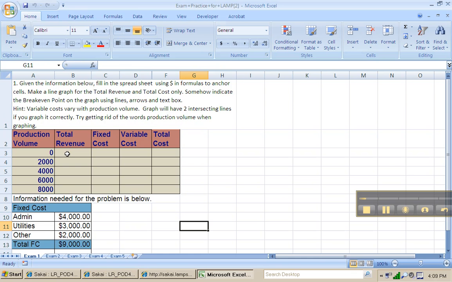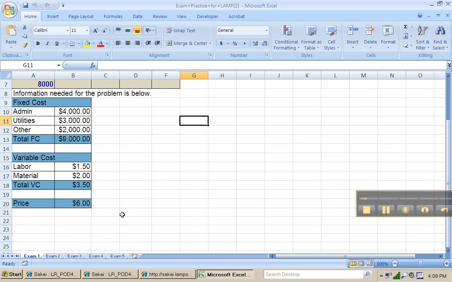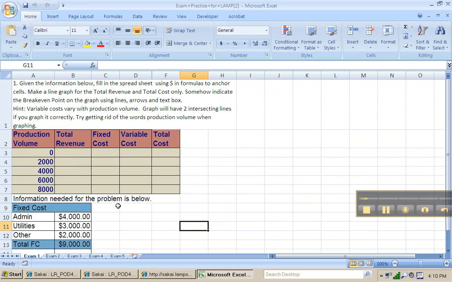So the price of the item is $6, and this is production volume and this is total revenue, which would be equal to this times 6. Or you can click on the 6 below, either way. Okay, and fill down. You can fill down probably all of them at one time.